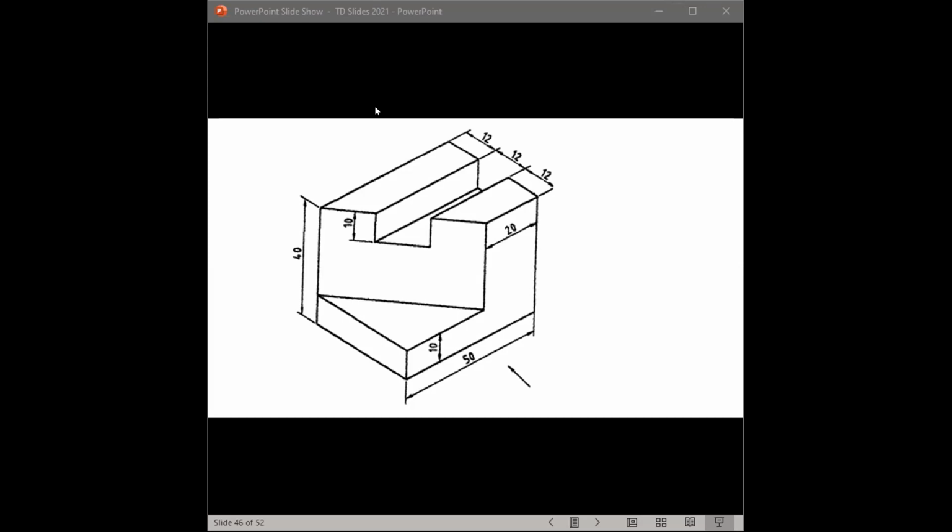Okay, so we have the two different types of projections, and those are the first angle and the third angle projection. Okay, and we're able to explain the difference between the two, between the first angle and the third angle projection. So let me share this other screen here.